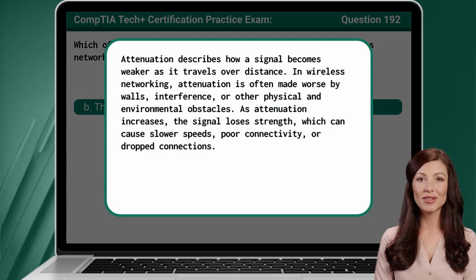Attenuation describes how a signal becomes weaker as it travels over distance. In wireless networking, attenuation is often made worse by walls, interference, or other physical and environmental obstacles. As attenuation increases, the signal loses strength, which can cause slower speeds, poor connectivity, or dropped connections.